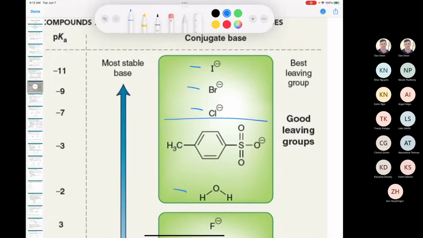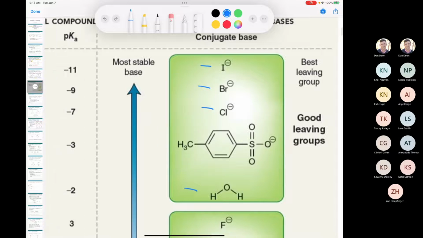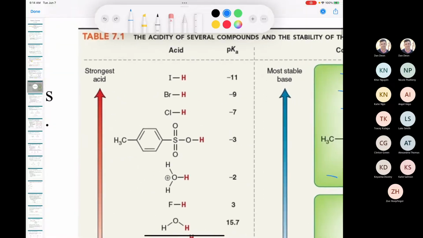Now you're probably saying, what is this thing right here? That's another leaving group. You didn't mention that one, Mr. Dion. Well, let me introduce you to a new strong acid. It's shown over here. This acid has kind of a longish name. I'll show you what it is. It's called toluene sulfonic acid.